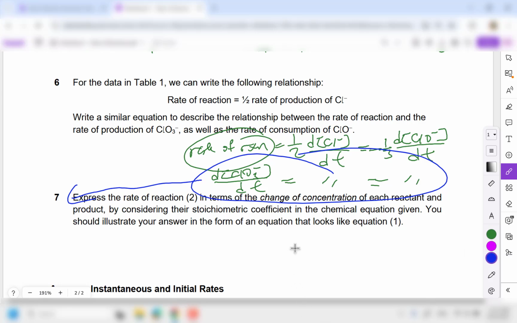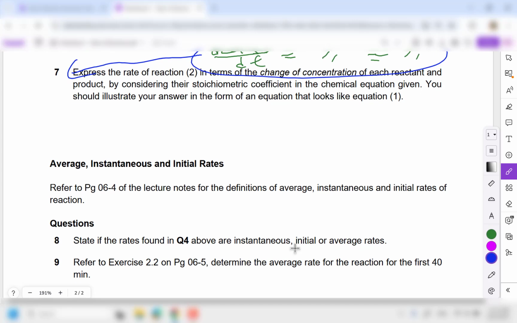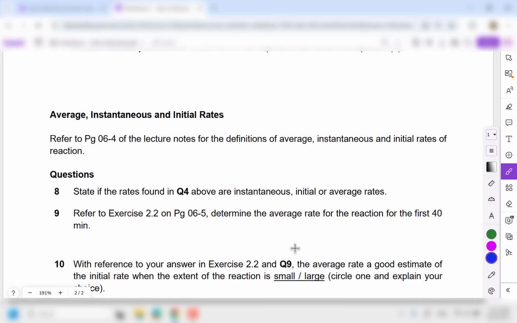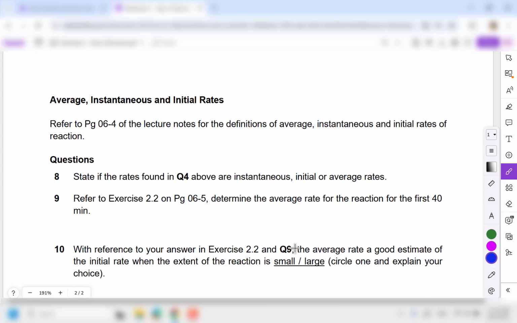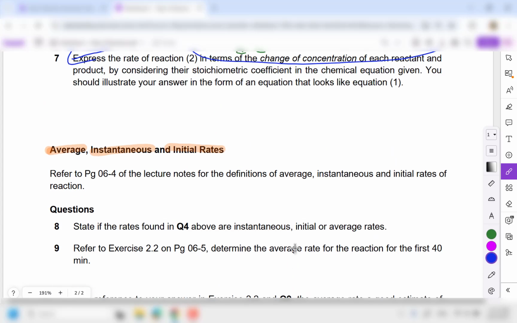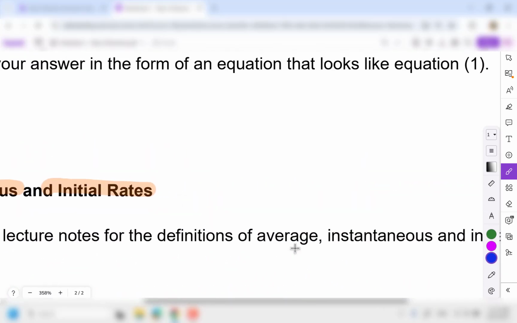Okay, then I'm going to move on to this important part. Some of these questions have already been covered in the lecture videos, so I'm not going to go into details. I'm just going to end off this particular video by emphasizing the difference between average, instantaneous, and initial rates. You really need to know the difference, because if not, you're going to get super confused when you work through kinetics. So I'm just going to illustrate it using this simple example.